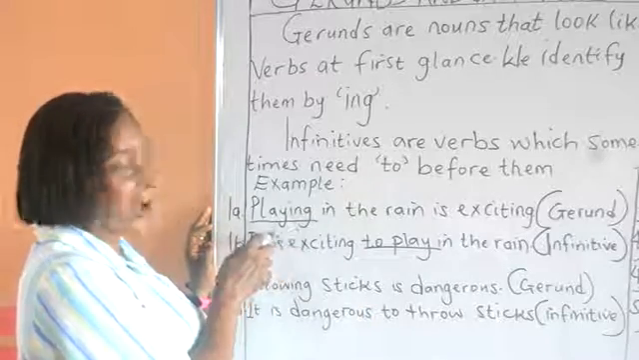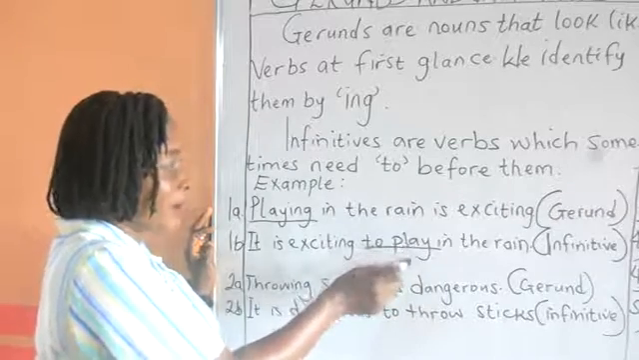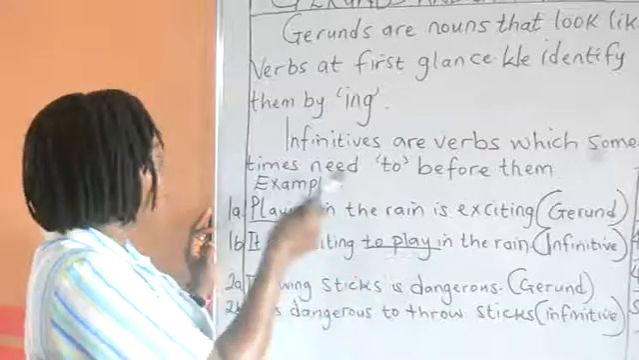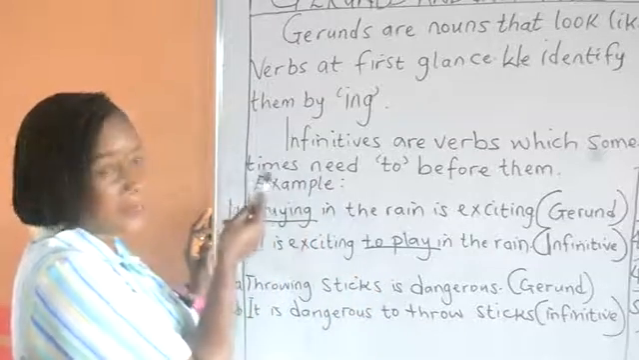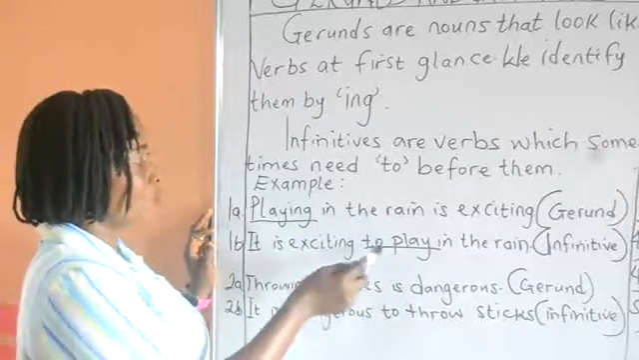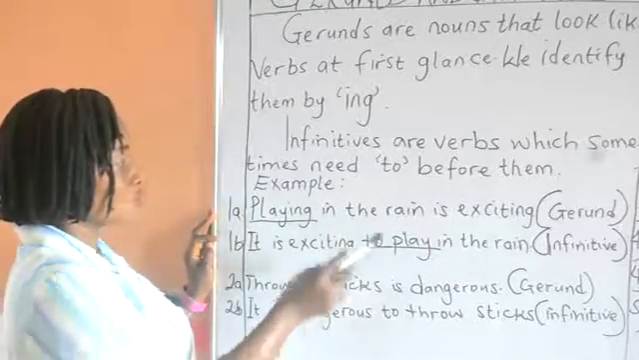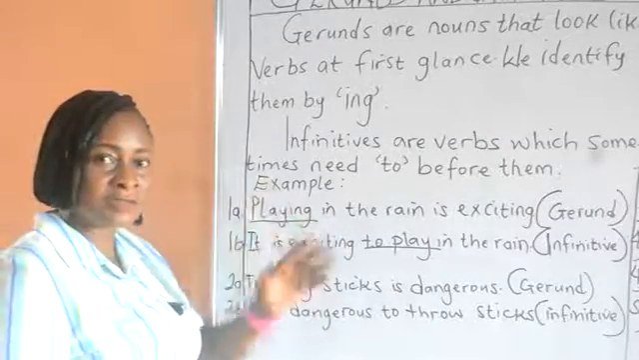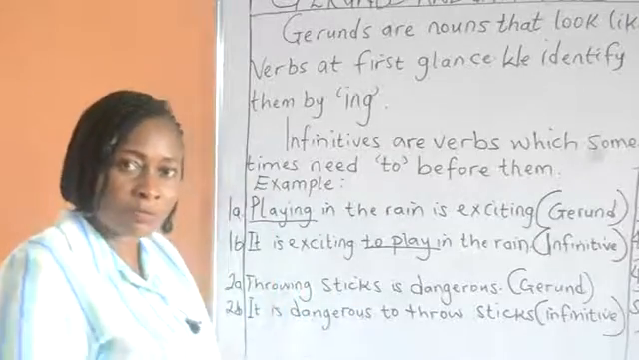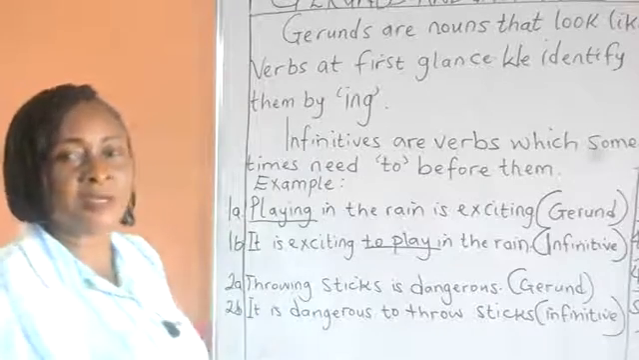Playing here is a noun, but play here in the infinitive, the verb there is play, but to is being attached to it, from what we just learned from the explanation. It says infinitives are verbs which sometimes need to before them. Good. So when you hear the word gerund, ing should come to your mind. And when you hear the word infinitive, to should come to your mind. One is a noun, the other is a verb.